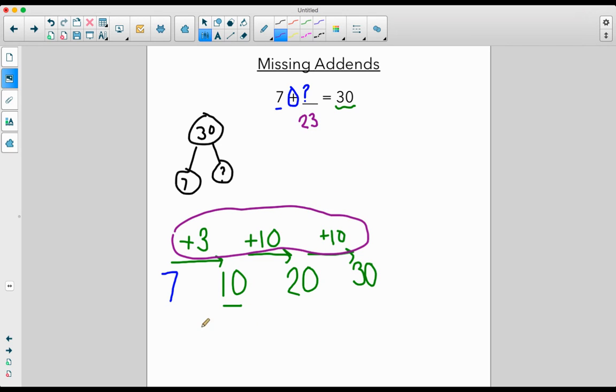You're also going to see sometimes the kids will jump to this 10, and then some of them just know in their head that it's 20 more to get to 30. So they'll write it like this. That's okay too. However their brains are processing it is fine.